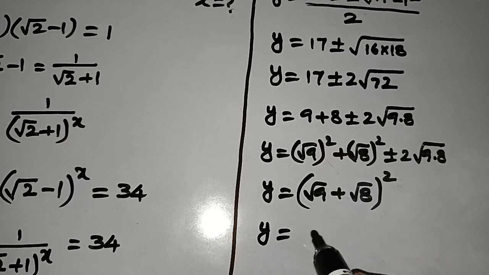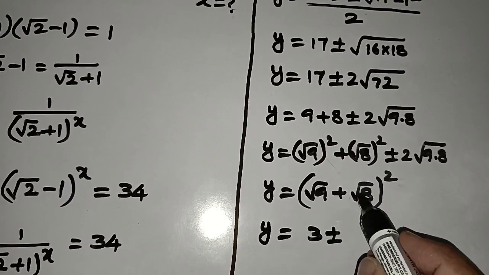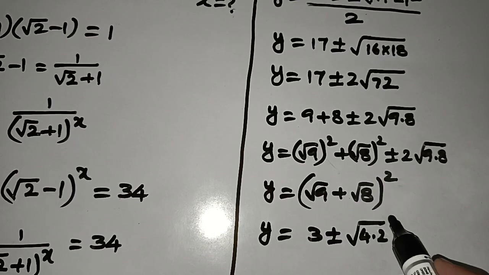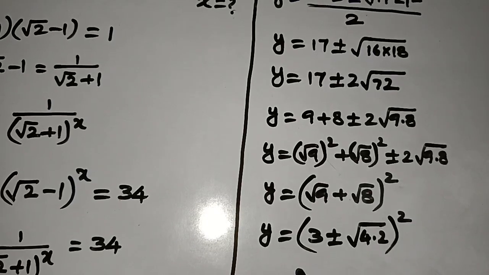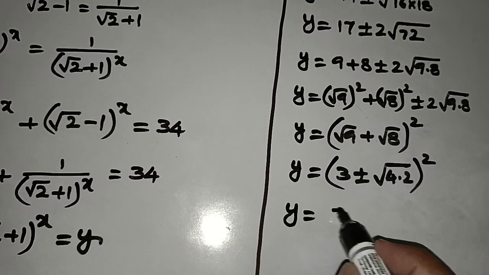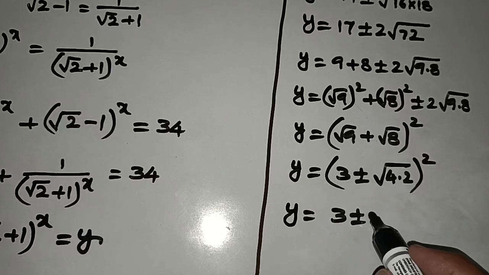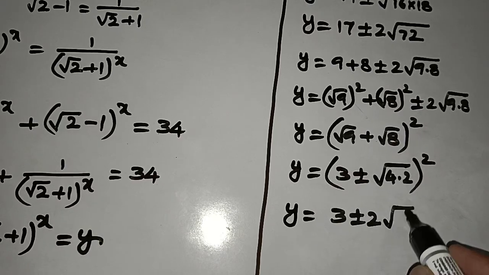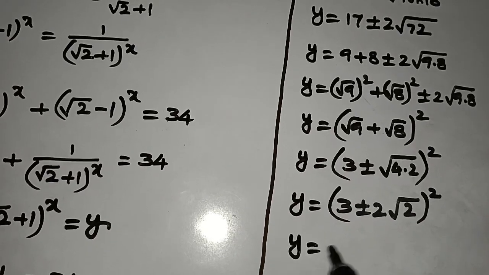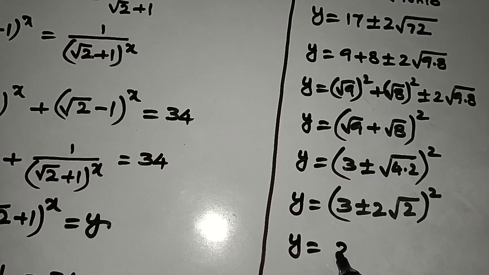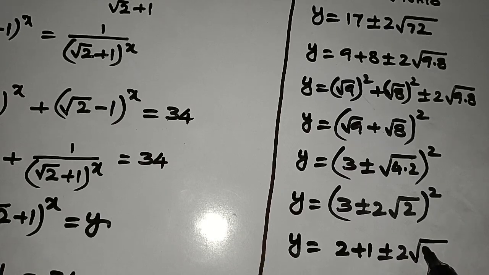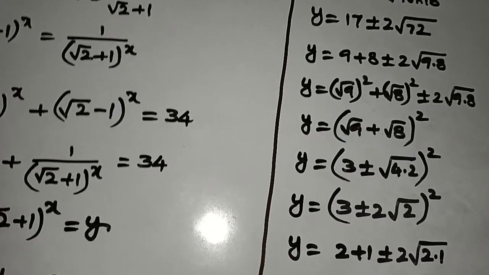And y is equal to root 9, which is 3, plus or minus root 8, which is root 4 times 2, whole square. And here y is equal to 3 plus or minus root 4, I write here as 2, 2 root 2 whole square. So y is equal to, again here I write it as 2 plus 1 for 3, plus or minus 2 times root of 2 can be written as 2 times 1.